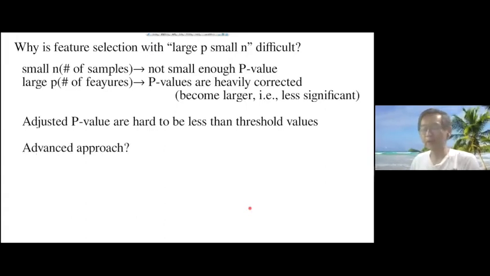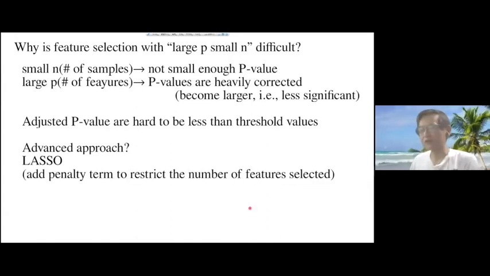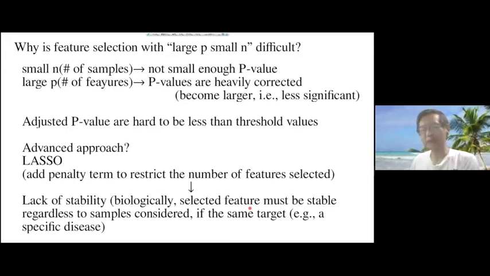Then one may wonder why we don't use a more advanced approach. Unfortunately, I don't have enough time to discuss the advanced approaches. For example, Lasso is a famous feature selection method with a penalty term to reduce the number of features selected. But if we apply Lasso to this kind of problem, we find a very unstable result. Every time we apply Lasso to different samples, we get a different set of genes. Biologically, this is very difficult because we need a specific set of genes for specific targets. So it is useless.